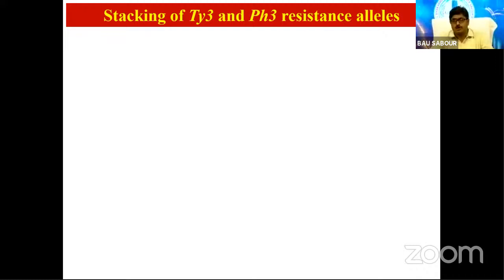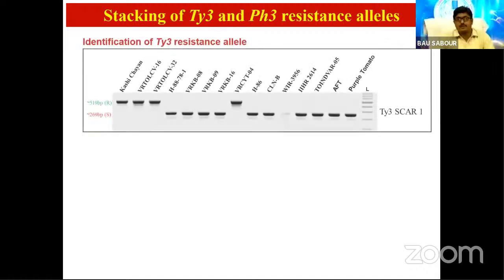Here is one of our works, on which one of my present MSc students is working. We first tried to pyramid the two genes, Ty3 and Ph3. For that, we first screened for the presence of the Ty3 resistance allele through the gene-based marker Ty3 SCAR1. This is a representation of a few tomato genotypes, where the Ty3 resistant allele, which is 519 base pair, is identified, and the rest of the lines are carrying the susceptibility allele. One of the donors for this Ty3 is Vir-TOLC32, and you can see that CLNB, which has been identified as a good material for heat tolerance in tomato, lacks the Ty3 resistance allele.